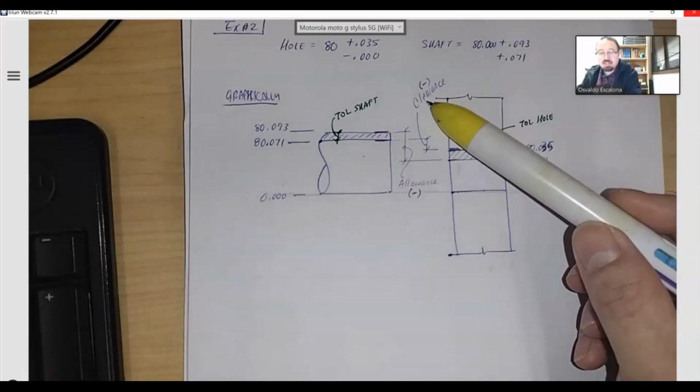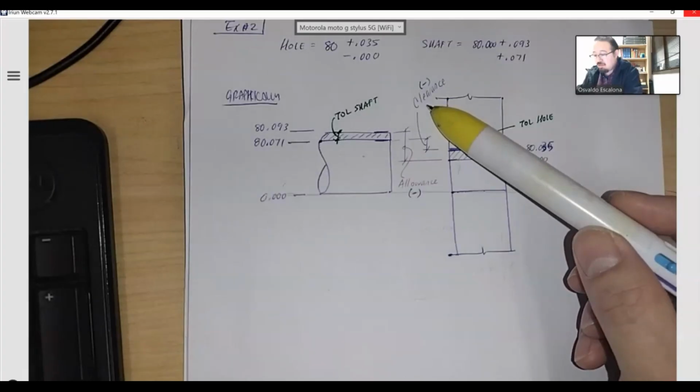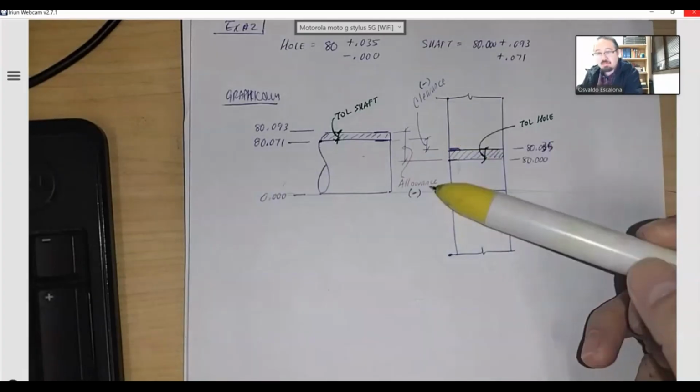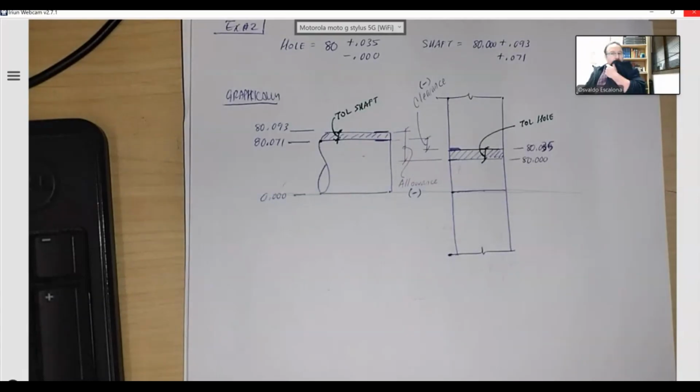Now, if I tell you minimum interference, you automatically find out that your fit is going to be interference, right? You're going to have a minimum and a maximum interference. Okay, let's do the math, since I got everything, all the numbers there.